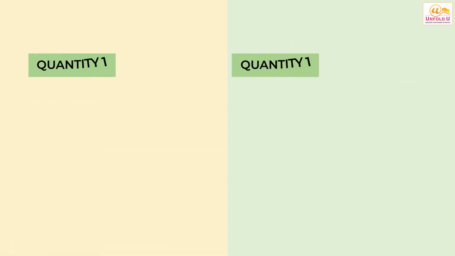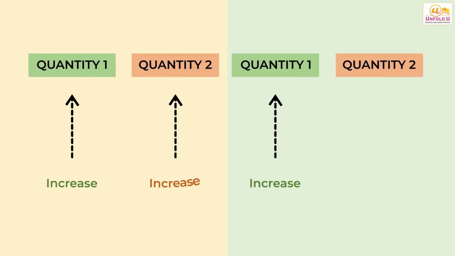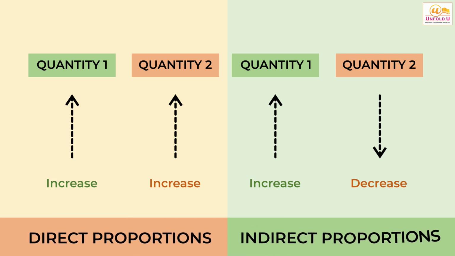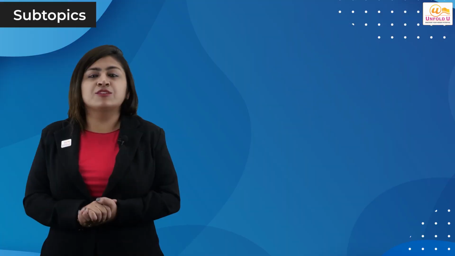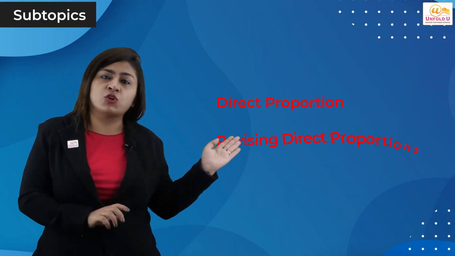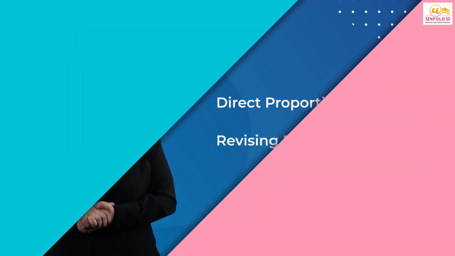Means किसी एक quantity के change होने से दूसरी quantity में भी change आए तो वो variation है. अगर पहली क्वांटिटी इंक्रीज हो रही है तो दूसरी क्वांटिटी इंक्रीज भी हो सकती है और डिक्रीज भी. बेस्ड ऑन दिस, these are classified as direct and indirect proportions respectively. In this video lesson, we shall deal with direct proportions. So here we shall study the given subtopics, direct proportion and revising direct proportions.